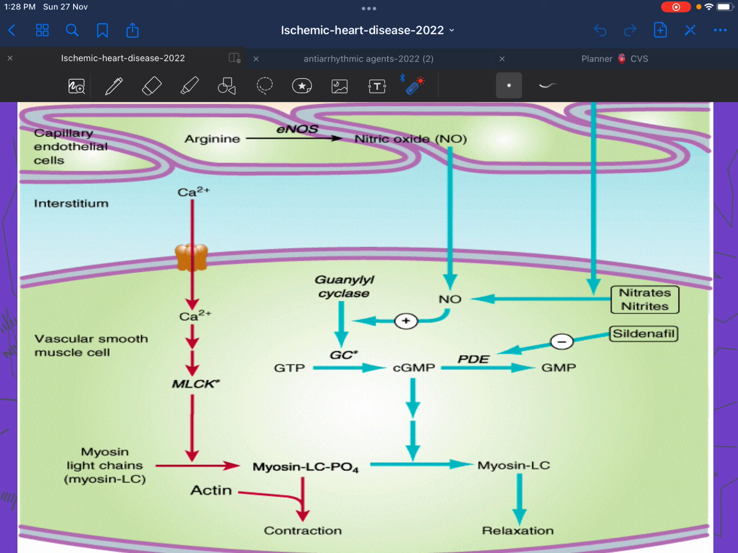All of these slides are repetition. Why do I put different slides? Because each slide has something added. And this is something we're going to go back to, some of the drug interactions with organic nitrates.